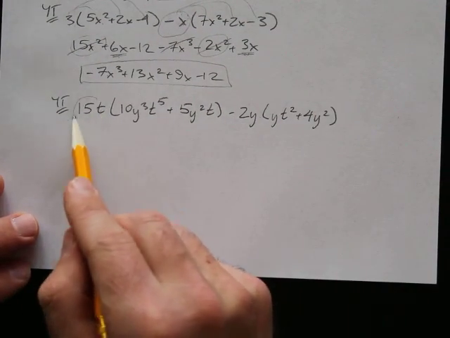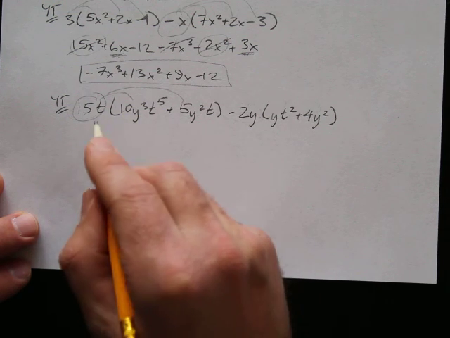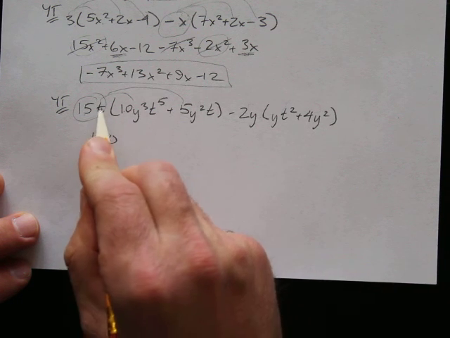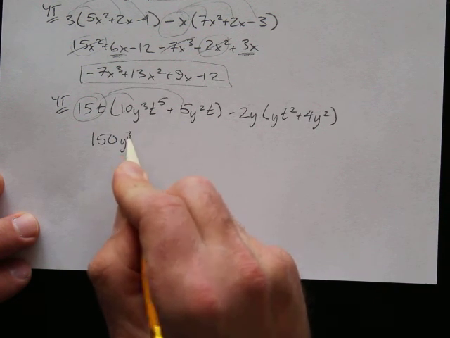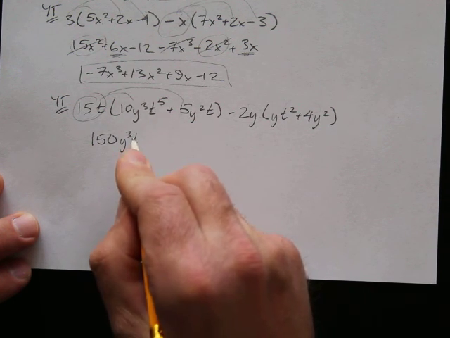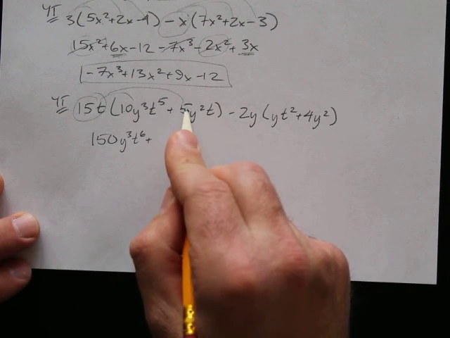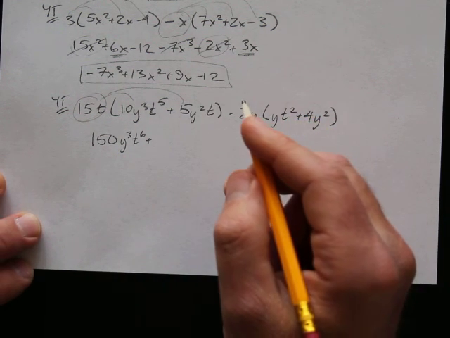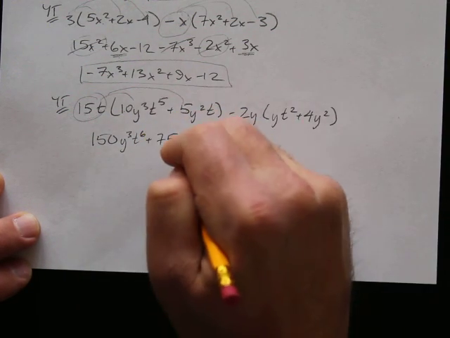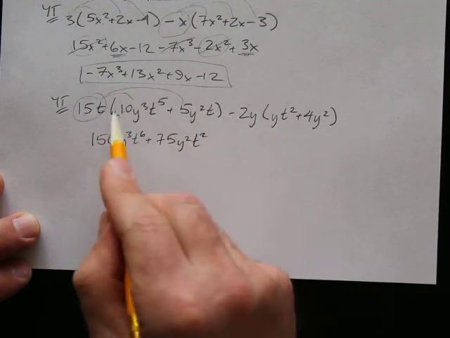Okay, let's try this out. 15 times this times this. Okay, 15t. So 15 times 10 is 150. And then I've got y cubed. I don't have a y that I'm multiplying, so I'm just going to leave that y cubed. t to the 1 times t to the 5th is t to the 6th. Plus 15 times 5, that's, not 175, 75. 75 y squared, then t times t is t squared. Okay, so I'm all done with that one.